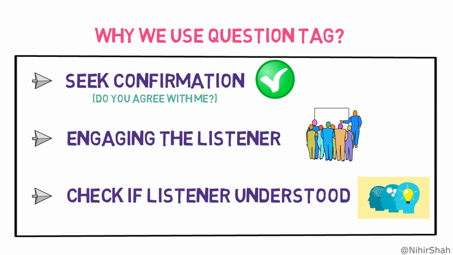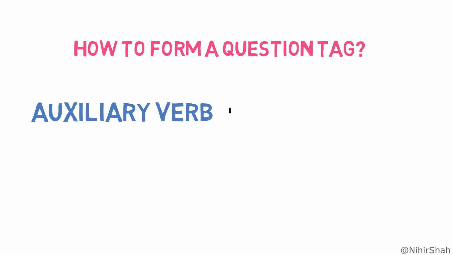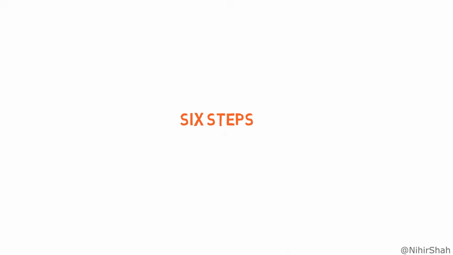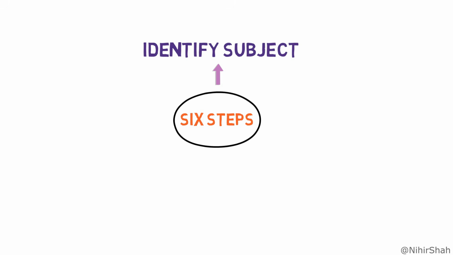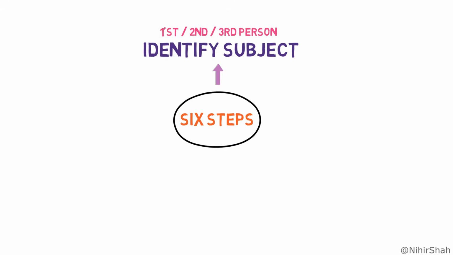Now that we understood what are question tags and why are they used, let's learn how to form a question tag. A question tag is formed with the help of an auxiliary verb, a pronoun, and a question mark at the end. So the structure is of an auxiliary verb plus pronoun plus question mark. We will break this structure into a 6-step formula so that it becomes easy for you to form a question tag. Let's start with step number 1. Identify the subject. First, identify the subject and its form. That is, whether it's in first person, second person, or third person. Also, whether it is in singular form or plural form.